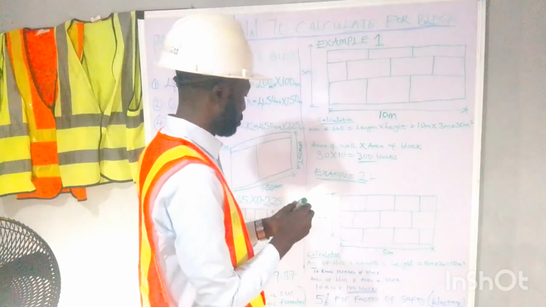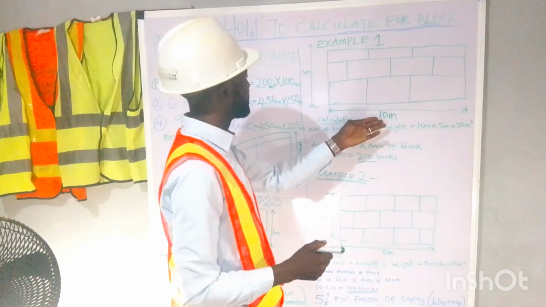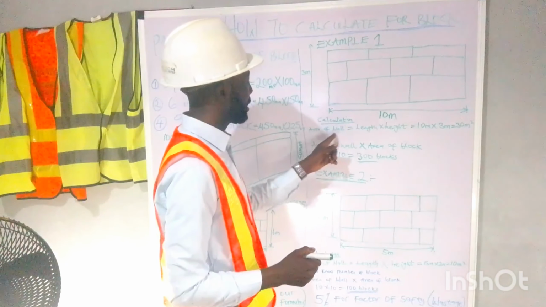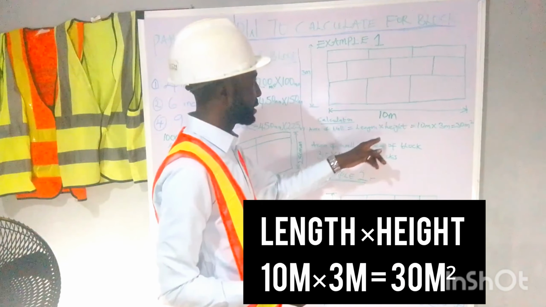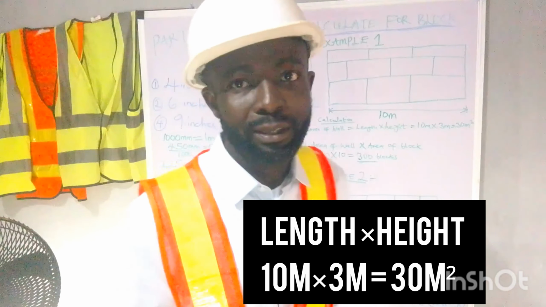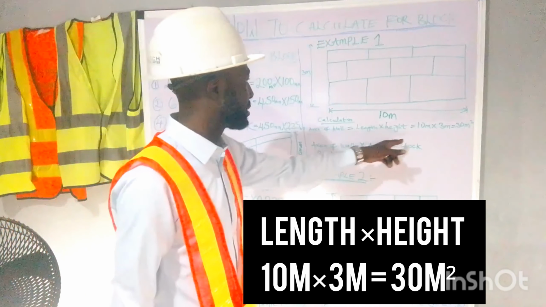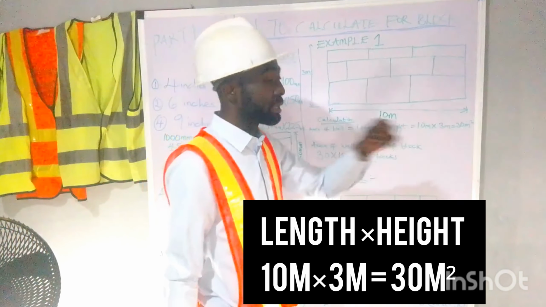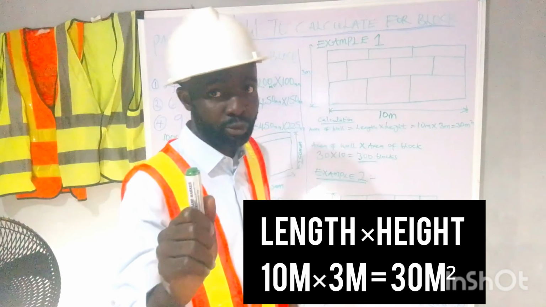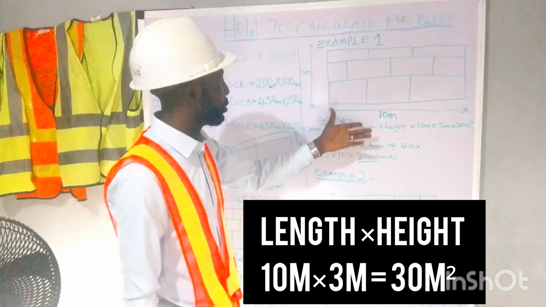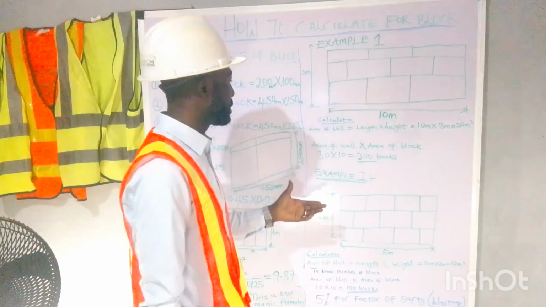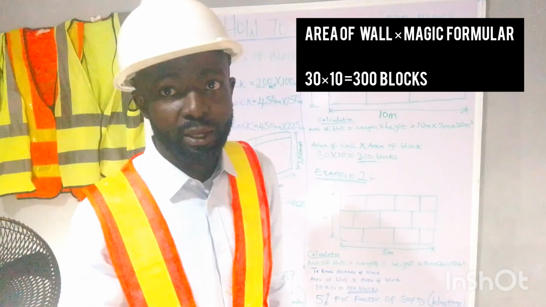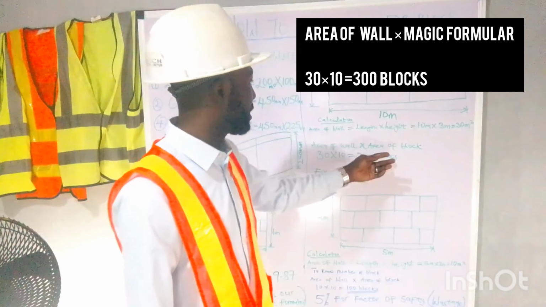So what we will do is we multiply the length times the height. Calculation: area of wall is length times height. Length times height will give us 10 meter times 3 meter, which is 30 meter square. So if our area of wall is 30 meter square, we simply say area of wall times area of block.